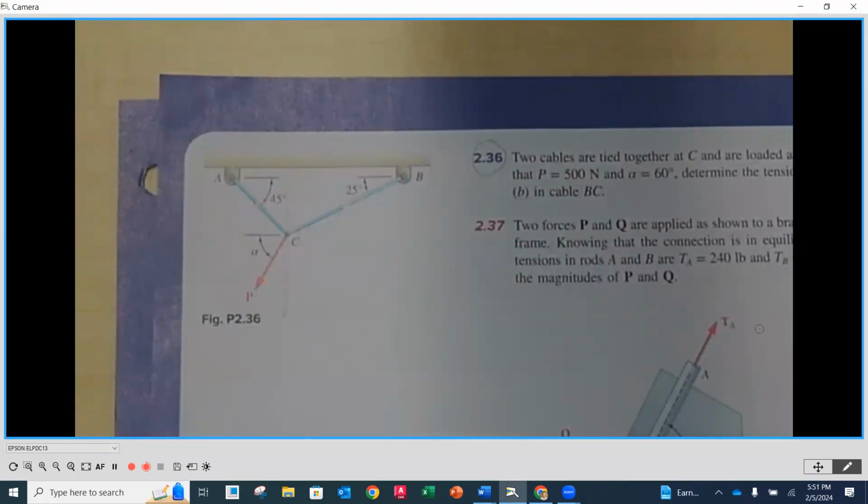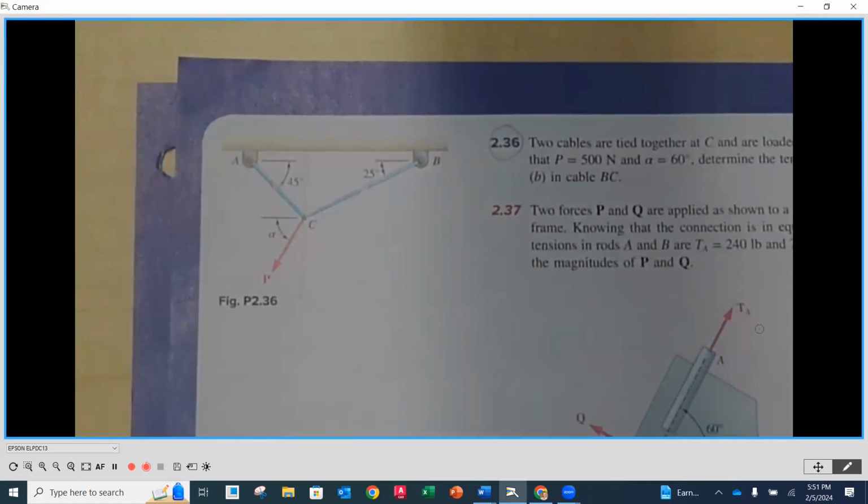So then you will sum your forces in the X and Y. You'll probably have two unknowns again, and then you'll use your two equations, two unknowns to solve. You're going to get really good at that, okay?